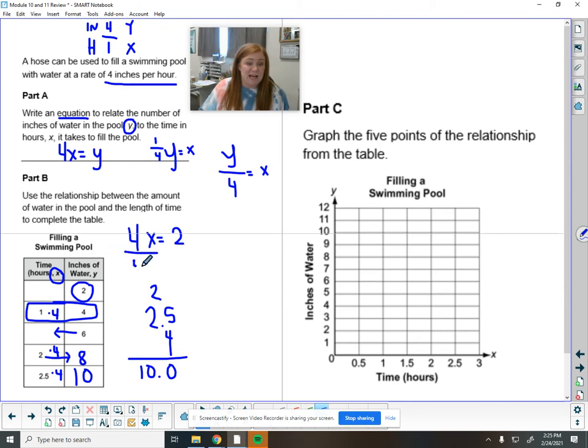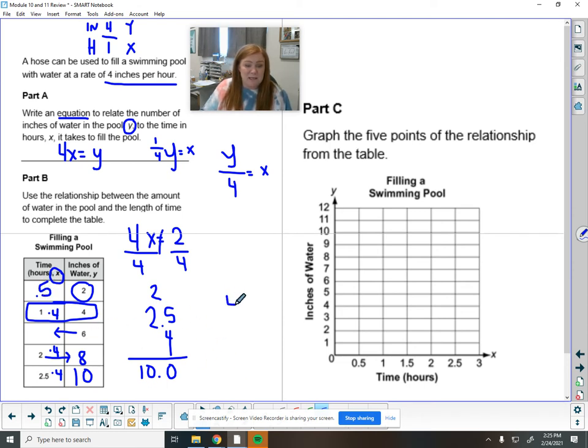So we need to divide by 4, divide by 4. 2 divided by 4 is a fraction, so we can simplify it. Half of 4 is 2, so this is half of an hour.